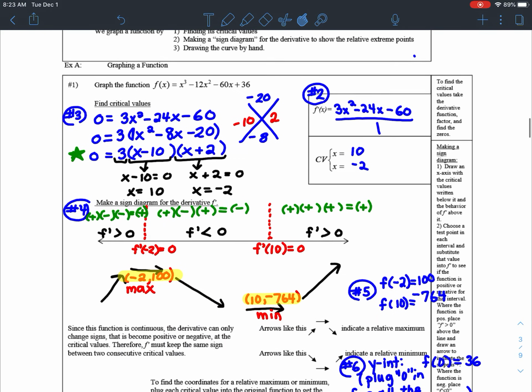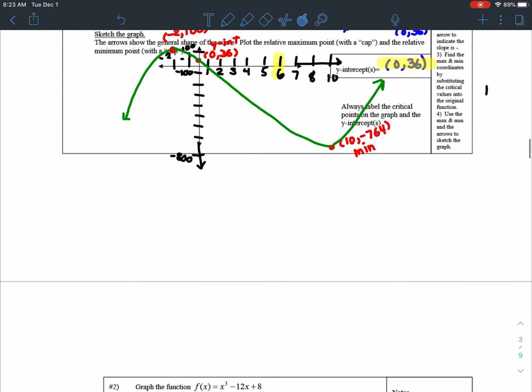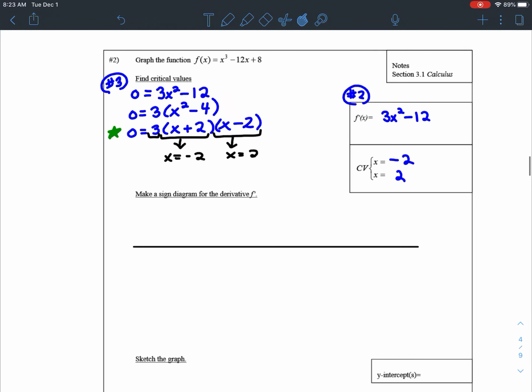And so we had walked through one full example in the notes of how to graph by hand, and I believe that we got as far as we had found the critical values, and we were just beginning making a sign diagram. And so I'd like to finish this example with you and just do one more example to solidify how to do this process for you.